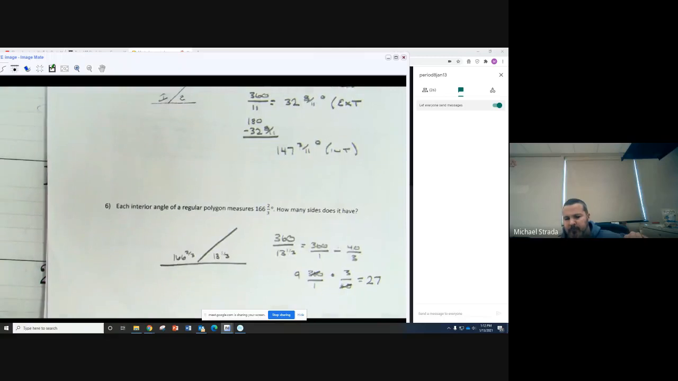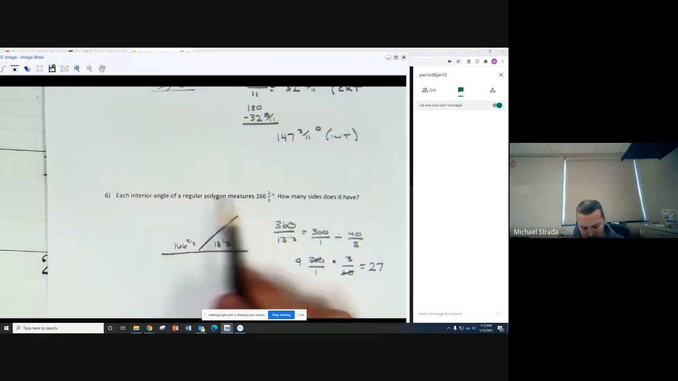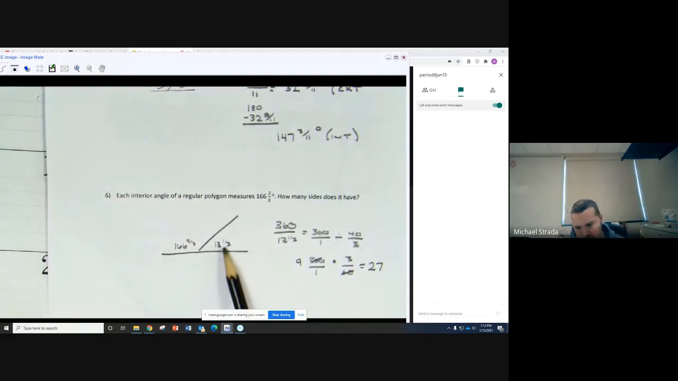All right? So if they give you the interior angle measure of the polygon, my suggestion is subtract from 180 to get the exterior angle, and then basically divide that into 360 to get the total number.